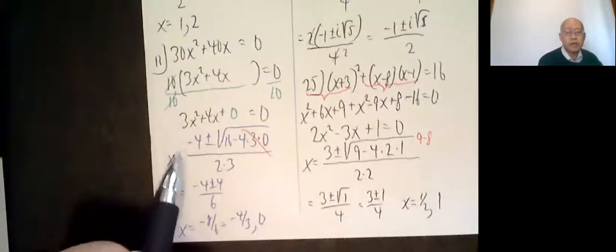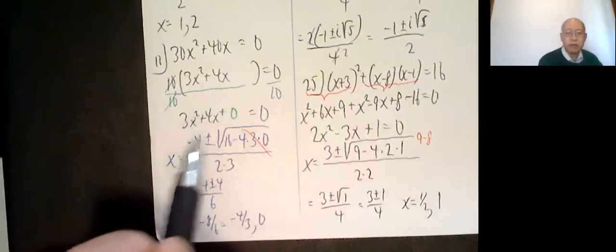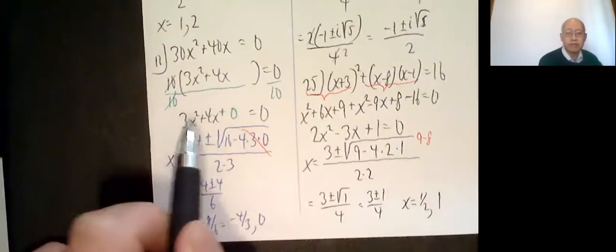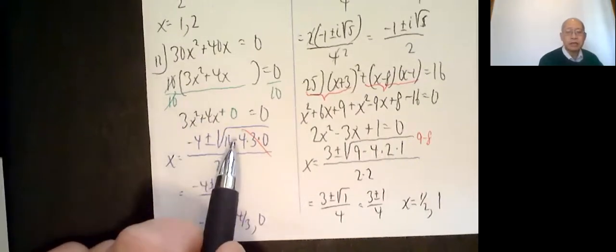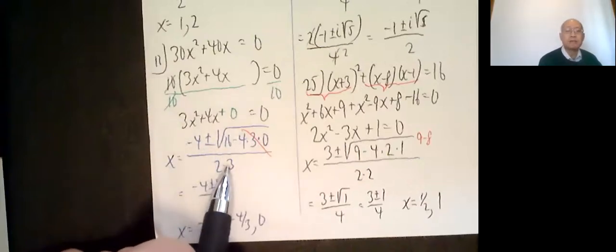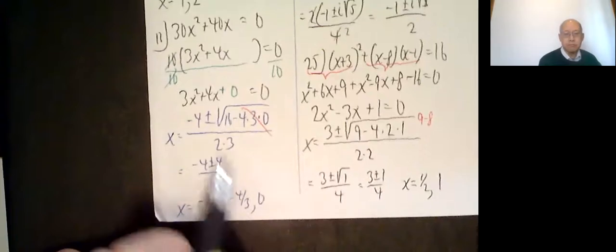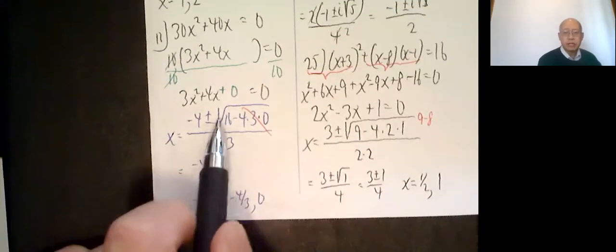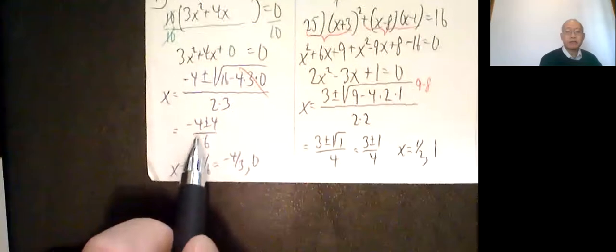So by quadratic formula, x is negative b, so negative 4, plus or minus the square root of b squared, 4 squared is 16, minus 4 times a, which is 3, times c, which is 0. That's nice. This cancels out. All over 2 times a, 2 times 3. 2 times 3 is 6. Square root of 16 is 4. So negative 4 plus or minus 4.